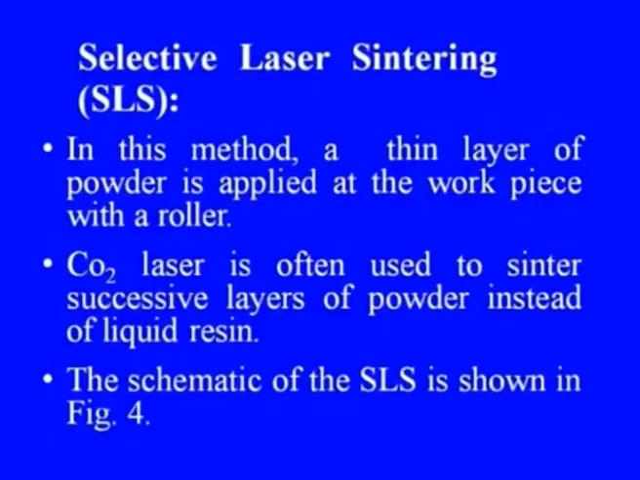Next, let us discuss another popular process, that is the selective laser sintering process. In this method, a thin layer of powder is applied at the workpiece with a roller. Carbon dioxide laser is often used to sinter the successive layers of powder instead of liquid resin. The schematic is shown in this figure. The figure is on the screen now.